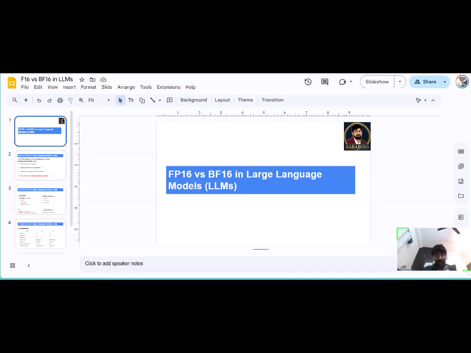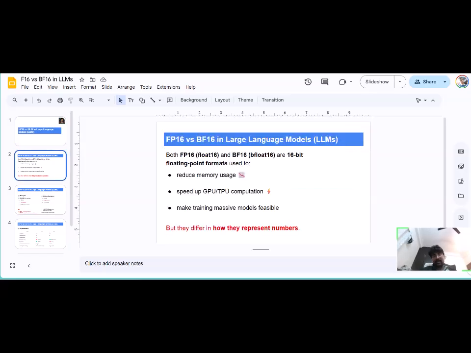In large language models, the default parameter setting, generally if you see it, while inference or training, is BF16. So what is the difference between BF16 and FP16 in LLMs? We'll see in detail.